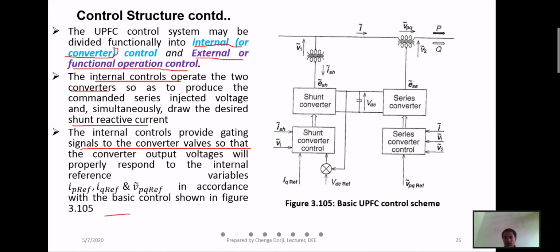You are giving V reference from this shunt. Then you are giving the references to the shunt converter, and then series, you have the series controller. So it's a combination of it. After getting all this, you give it to the converter controller, get the converter signal, and then it will be injected to the line. So this is how P and Q are controlled.